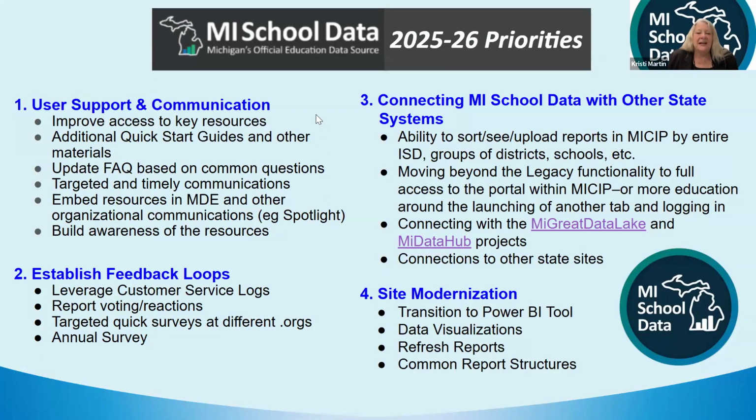Our priorities were established because of the feedback of our surveys. So our first priority, the user support and communication, and we list the items that were provided to us by the survey respondents. One big one is building awareness about the resources. People tend to come to MISchoolData, they use it, and it's fairly intuitive, and they don't know that there are resources available. So we've worked hard to make those resources more in their face and available within a click or two.